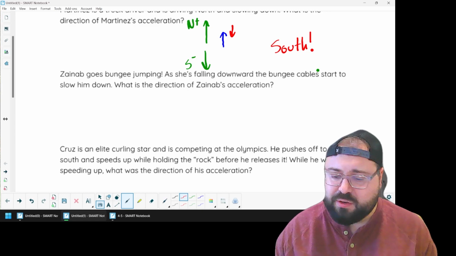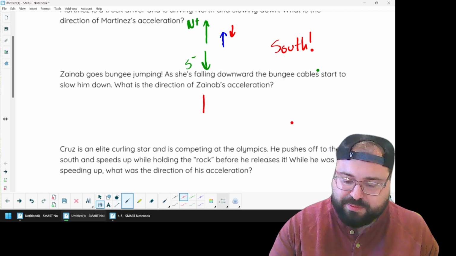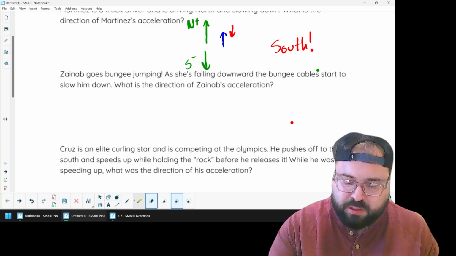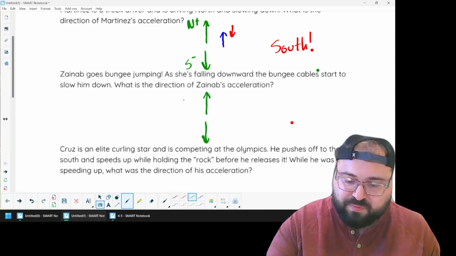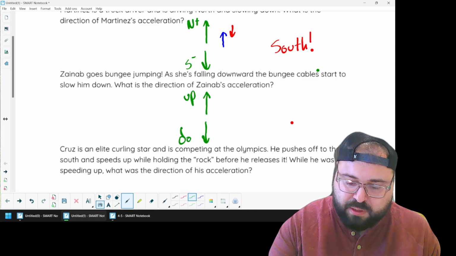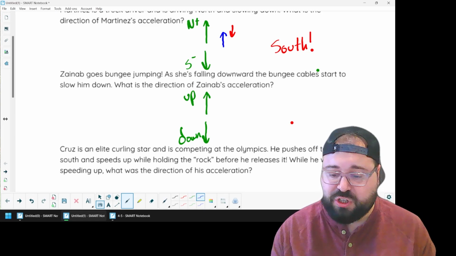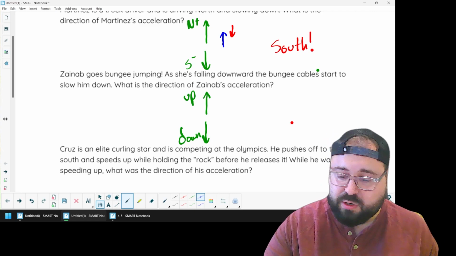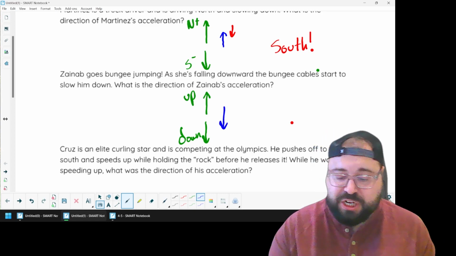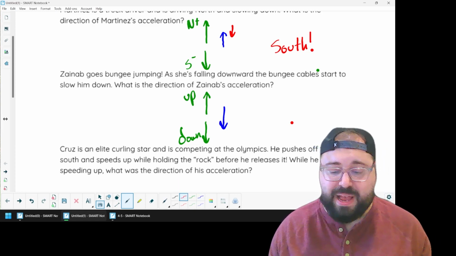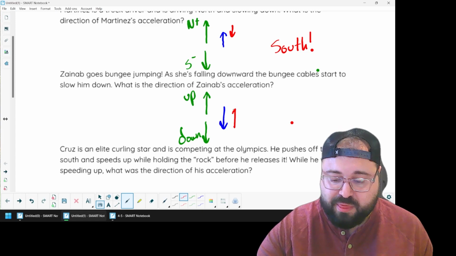So this one's kind of weird, right? Instead of north and south this time, we've got up and down. So we'll use another blue arrow to represent Zanab's velocity. She's falling downward, right? So Zanab is going downwards. But that bungee cable is pulling on her which way in order to slow her down?